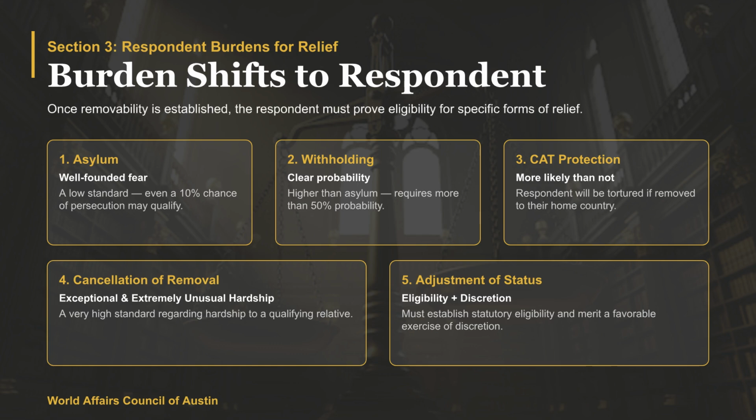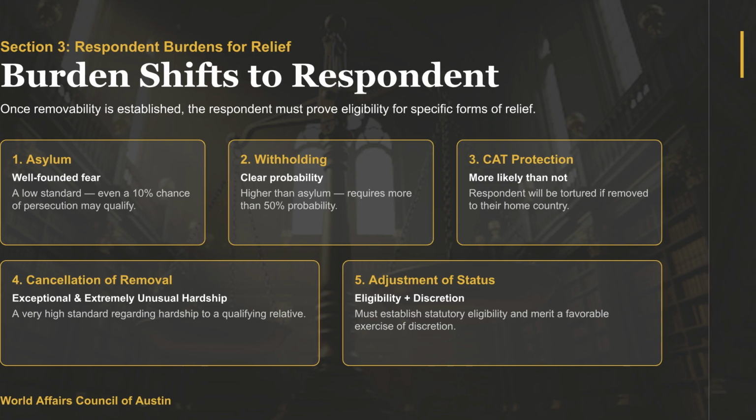Different forms of relief require different burdens. Asylum requires a well-founded fear, a low standard. Withholding requires a, quote, clear probability, which is higher than 50% likelihood. CAT protection requires proving the respondent is more likely than not to be tortured. Other reliefs, like cancellation of removal and adjustment of status, have their own eligibility and discretion requirements.